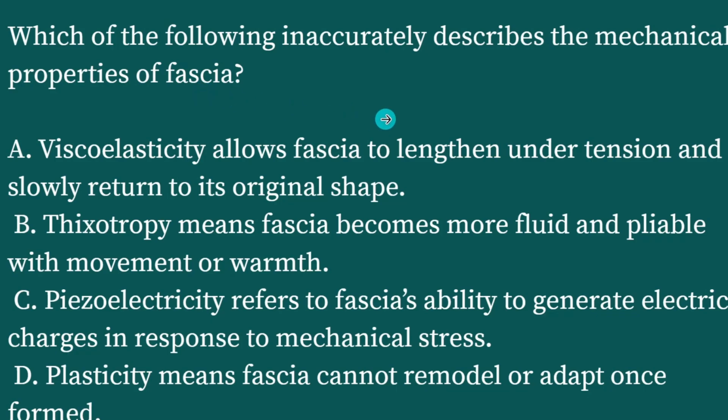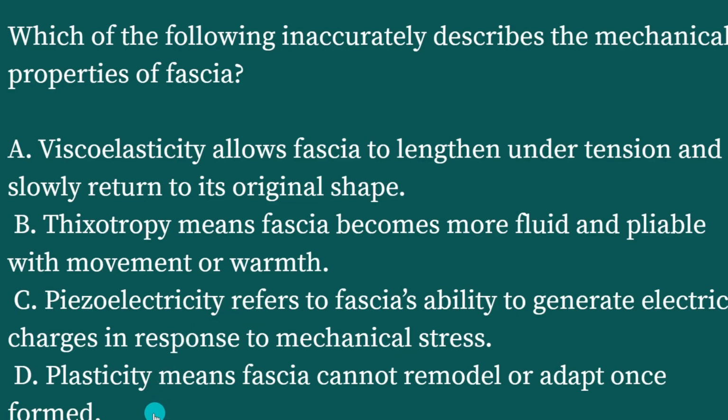Which of the following inaccurately describes the mechanical properties of fascia? Which is not true. Okay, so we have three correct answers and one wrong answer. So A, viscoelasticity allows fascia to lengthen under tension and slowly return to its original shape. True. Visco meaning softening, elastic means it can go back. B, thixotropy means fascia becomes more fluid and pliable with movement or warmth. That is true. C, piezoelasticity refers to the fascia's ability to generate electrical charges in response to mechanical stress.